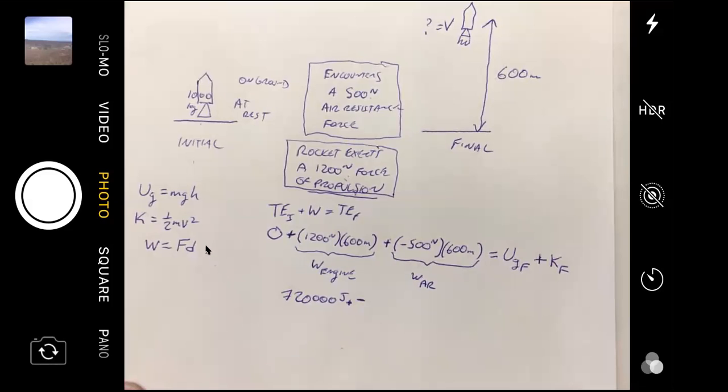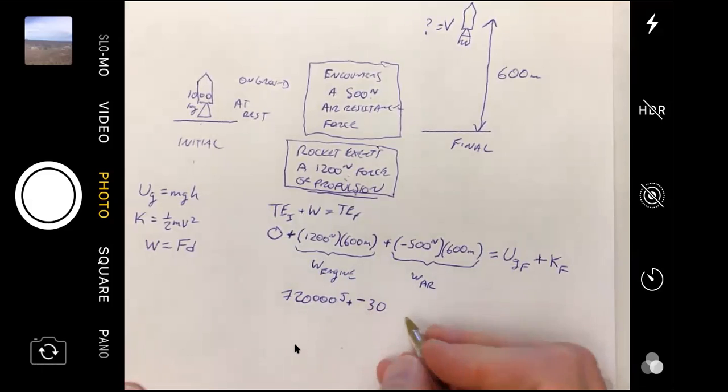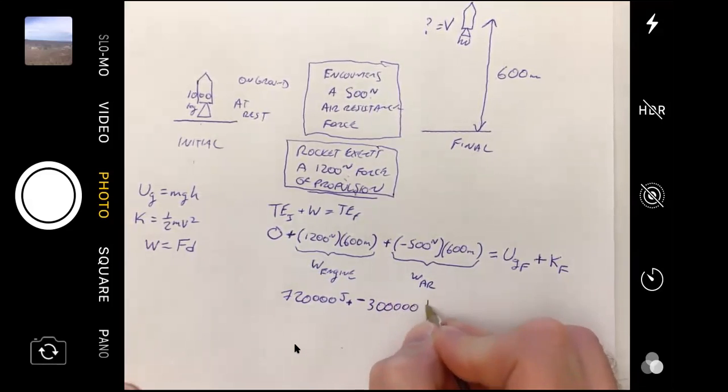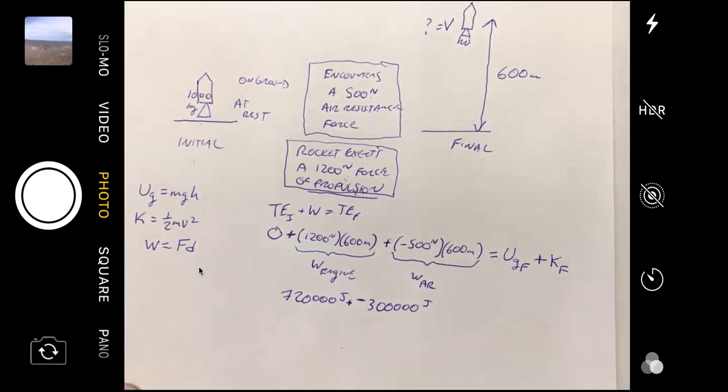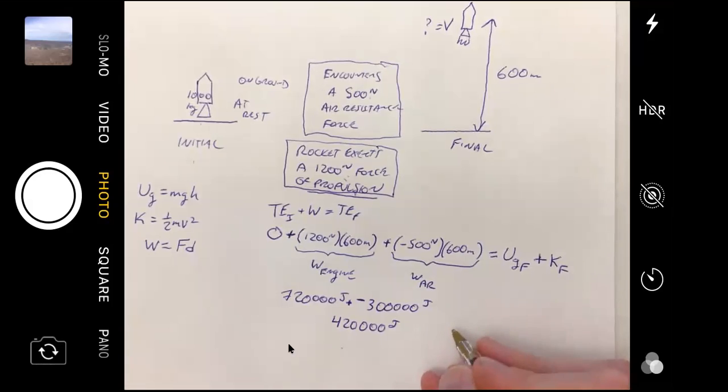All right. And then I'm going to do 500 times 600. And I'm not done writing, but I just wanted to go ahead and do some math. And I'm thinking that that's 1, 2, 3, 4, 5. I don't think so. So if I take that and I subtract those two numbers, double check me. Does that look like 420,000 joules? Yes, right.